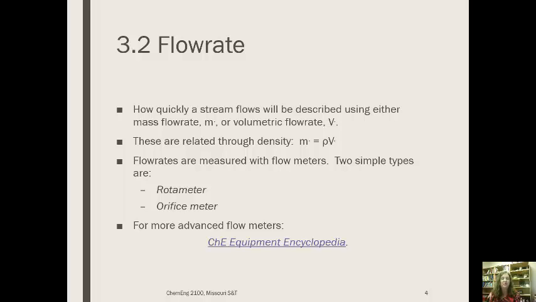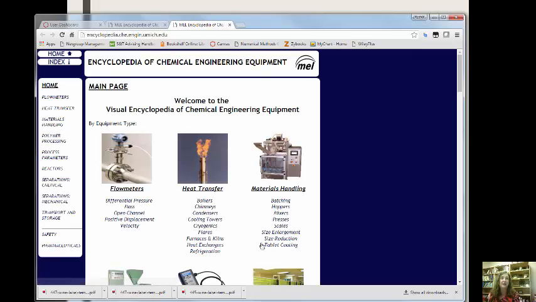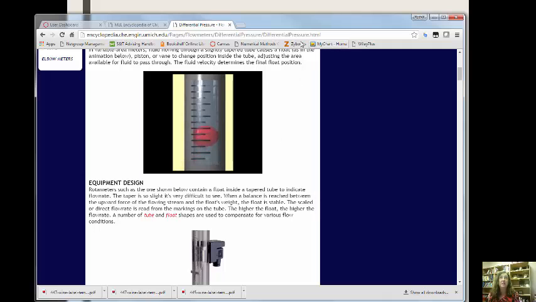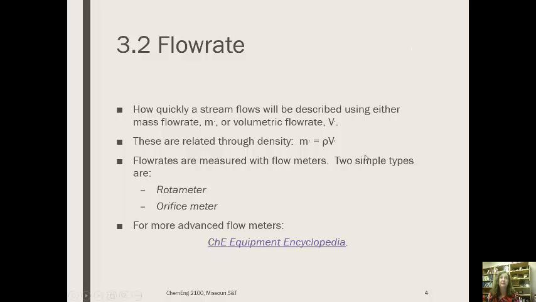Now we're going to be measuring flow rates in all chemical industries. Usually we use various forms of flow meters. Some of the simple ones are a rotameter or an orifice meter. Now there's all sorts of different kinds of flow meters, and one of the really nice things, you can link to this through WileyPLUS, is the Chemical Equipment Encyclopedia. If you do that, you're going to see that you can look at different kinds of flow meters, and it will show you how they work, and in fact you can watch videos of how they work. So I'll let you peruse that on your own later.